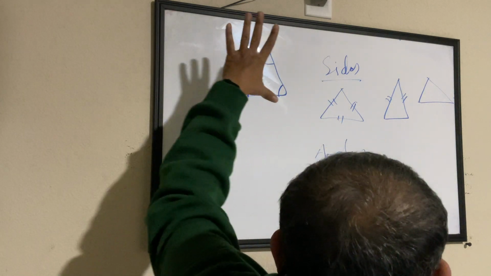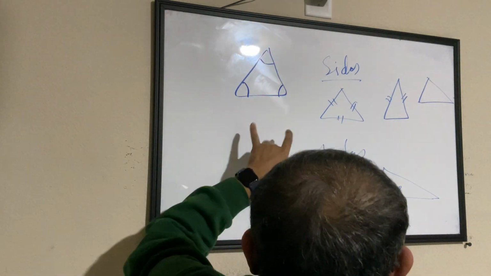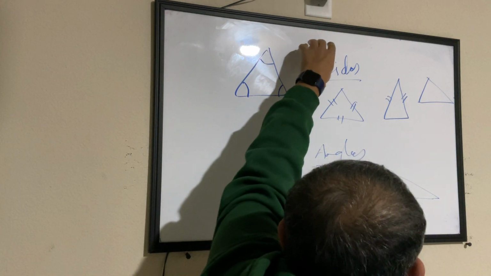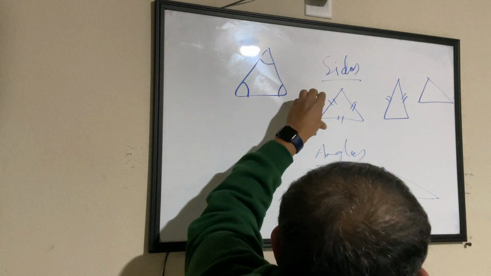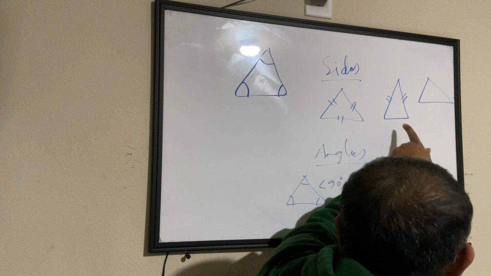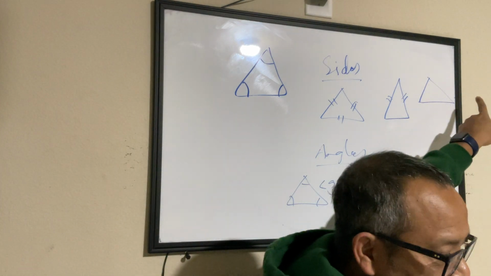I simply said, a triangle is a shape which has 3 sides and 3 angles. You can categorize triangles based on sides or based on angles. When you look at sides, when all 3 sides are the same, it is equilateral. Only 2 sides the same, isosceles triangle. When all sides are different, scalene triangle.